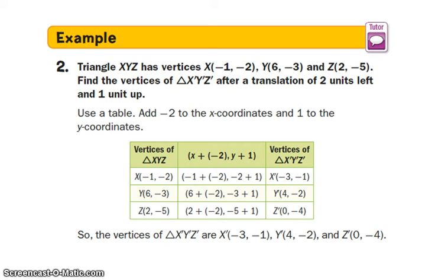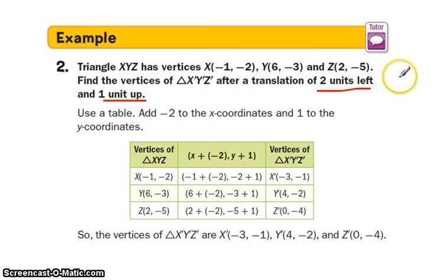Okay? We're not plotting these on a graph and moving it. You're going to have to do it without it. Okay? And here's what we have to do. Let's take a look. Triangle XYZ has these 3 vertices. Okay? They want you to translate it 2 to the left and 1 up.